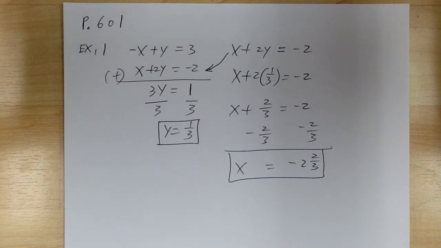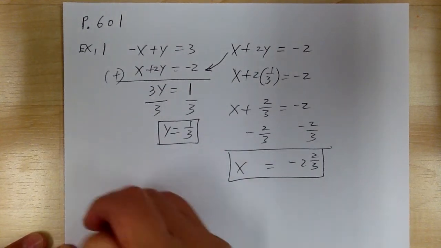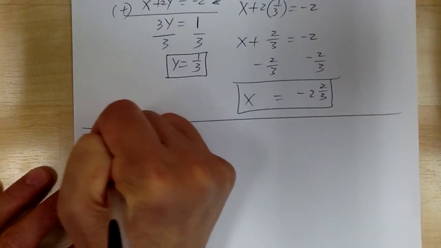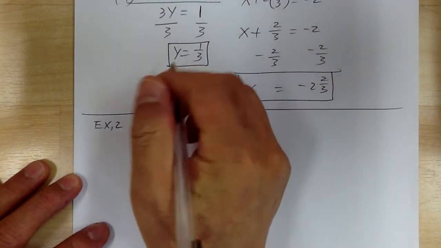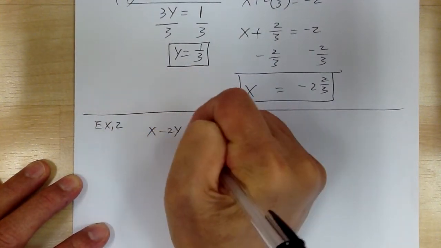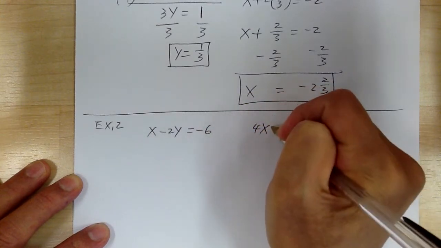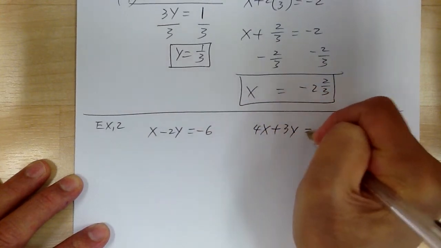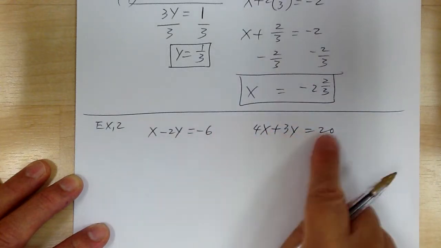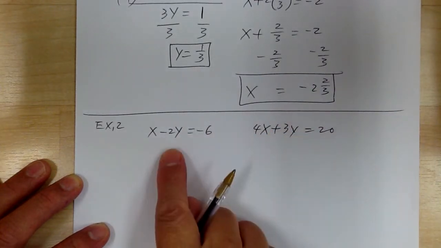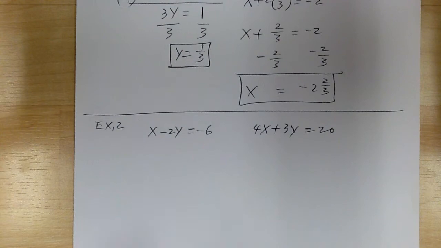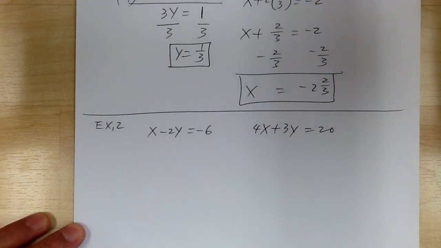Now let's go to example 2. You have x minus 2y equal to negative 6, and 4x plus 3y equal to 20. Always write the two equations side by side, because if you put them underneath each other, you're going to get all scrambled up and really confused. So write it side by side.